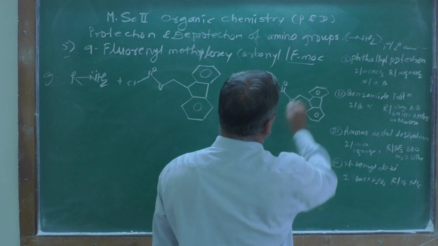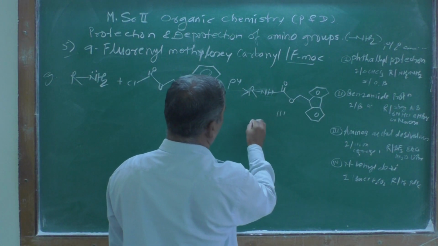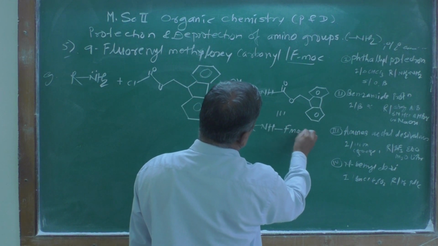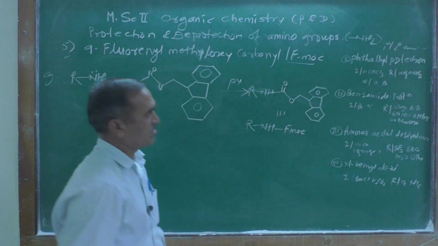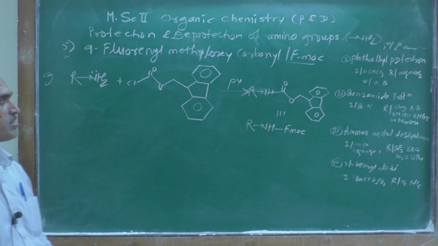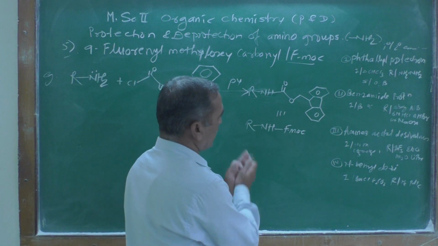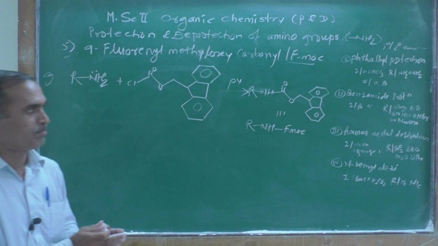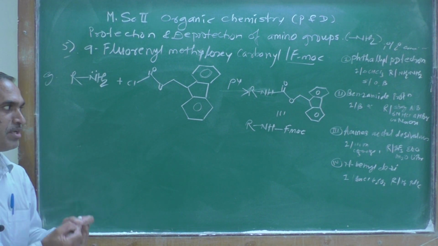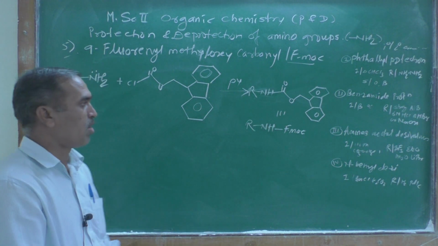In this way you can simply draw the structure, or in short we can write this as RNH-Fmoc. This is the simplest way to represent this structure. Now this is the protection of amines, protection used with the Fmoc.